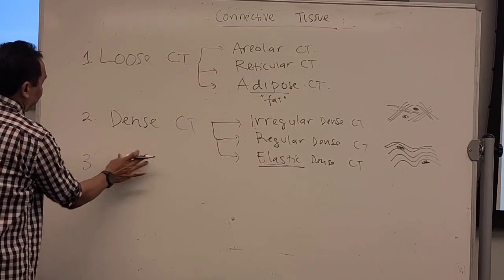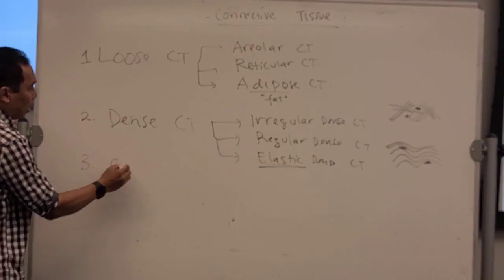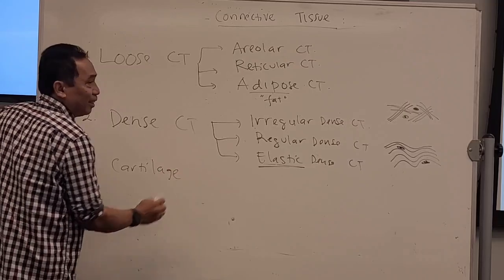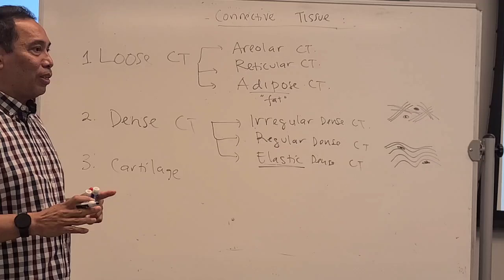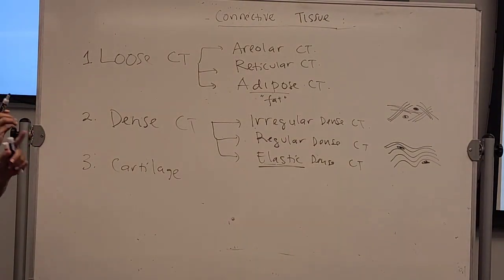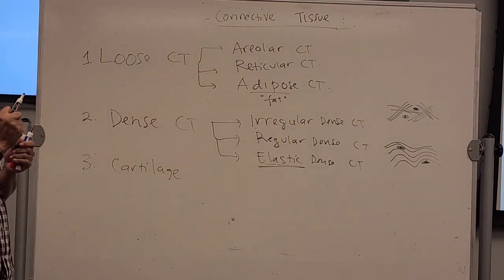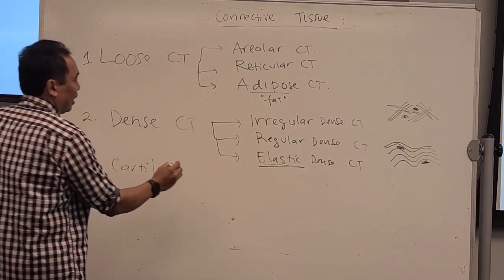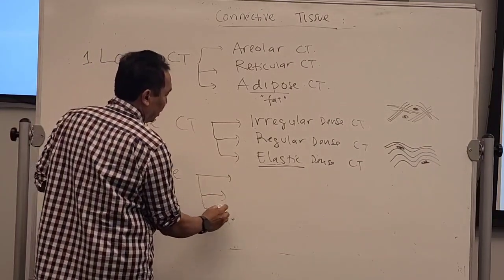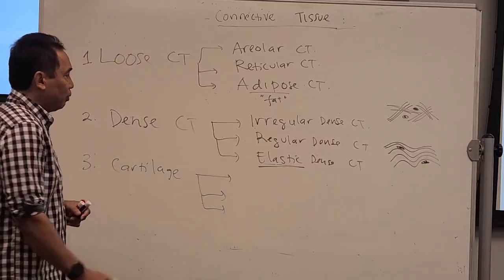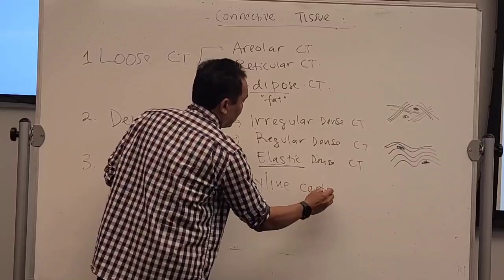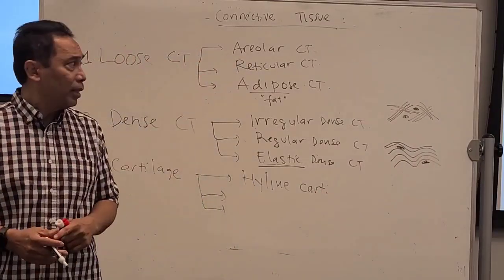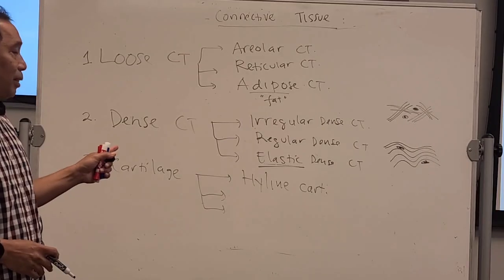Number 3. Right. There is a group of connective tissue called cartilage. Okay, so cartilage. This is not really solid. It's also not liquid. It is a little bit dense and strong. It's called cartilage. And the cartilage that we have, there are 3 types. The first one is called the hyaline cartilage. We're gonna see the picture later. Hyaline cartilage.